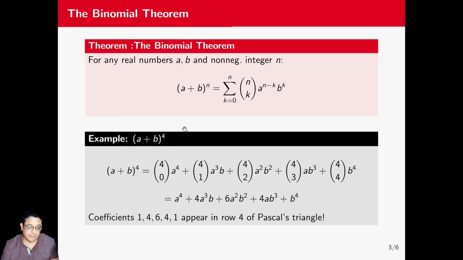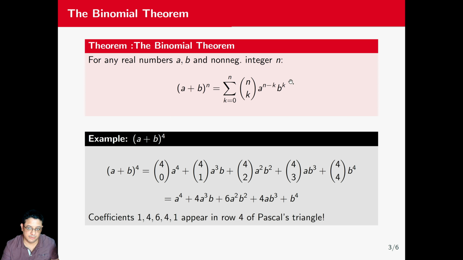So one example of this would be (a + b)^4. Notice that (a + b)^4 is 4 choose 0, a to the 4, plus 4 choose 1, a to the 3 times b, 4 choose 2, 4 choose 3, 4 choose 4. Notice that the exponent starts to go down. So this starts at k equals 0. So initially it is a to the n, b to the 0.